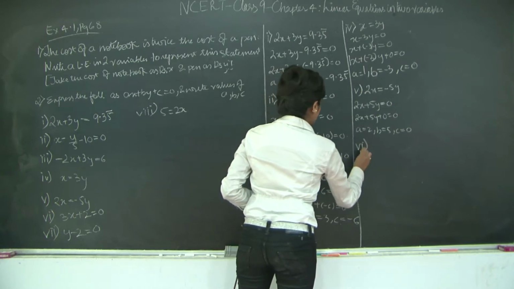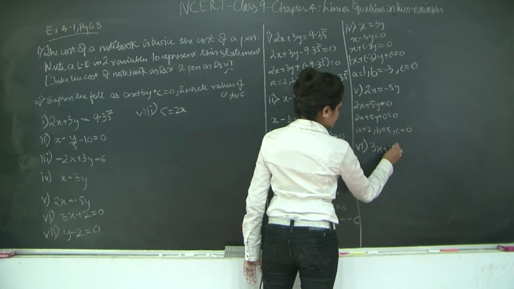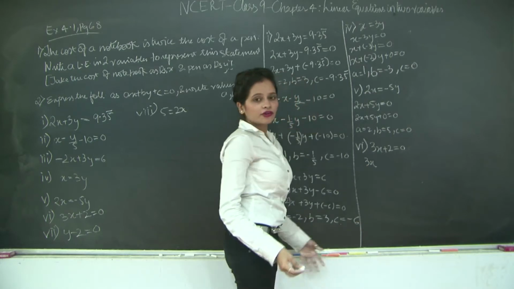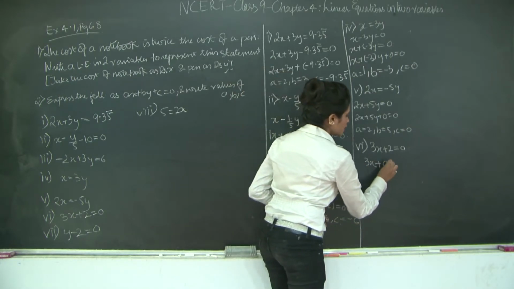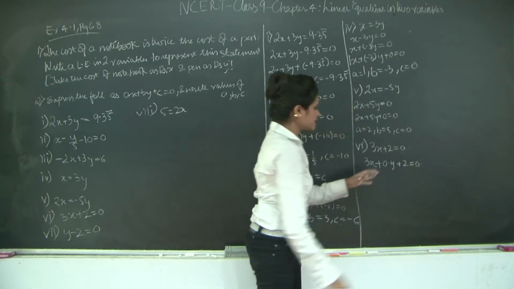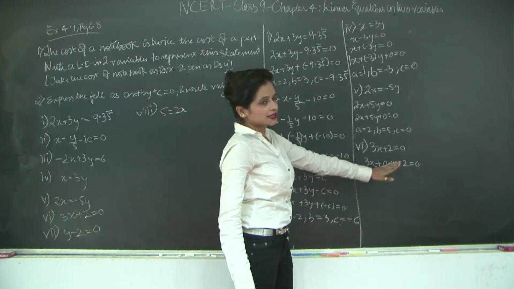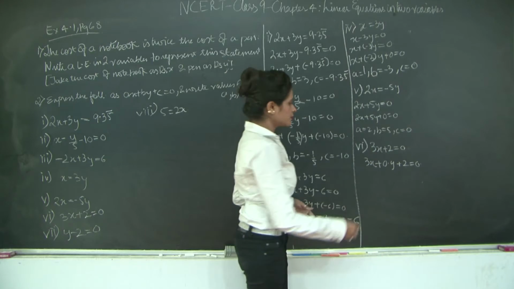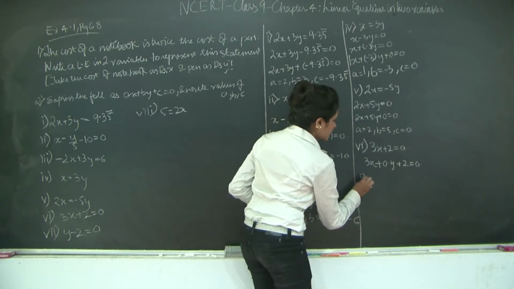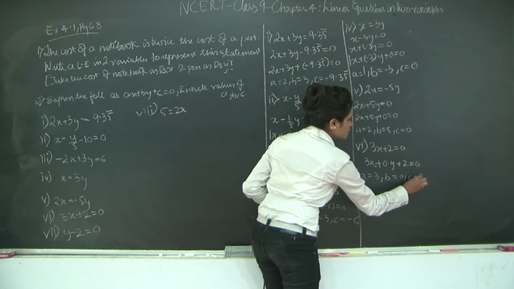Sixth one, 3x plus 2 is equal to 0. So I have 3x, there is nothing for y, so I will say plus 0 into y, which is going to be 0, plus 2 is equal to 0. So if you notice, 3x plus 0y plus 2 is nothing but 3x plus 0 plus 2, which is 3x plus 2, which is our required equation, right? So therefore, now comparing with ax plus by plus c is equal to 0, I get a as 3, b as 0 and c is equal to 2.